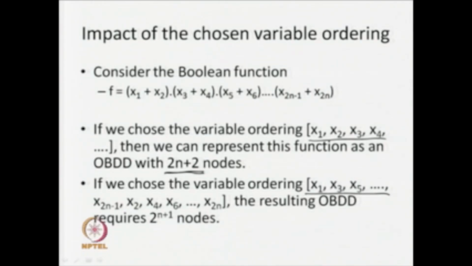If you use this variable ordering, then the total number of nodes that we will have is 2 to the power n plus 1. So, if we have 2n variables, the total number of nodes that will appear in this BDD is 2 to the power n plus 1, and in the earlier case it is 2n plus 2. So, we can see that there is a considerable difference in the size of the BDD, and it basically depends on the variable ordering.